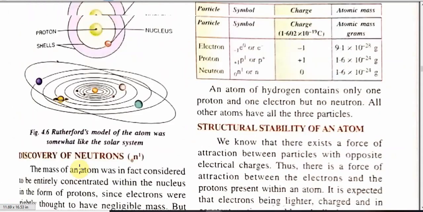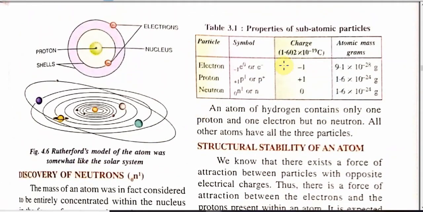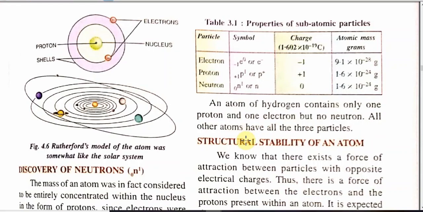Students, please pay attention to this table. We are checking this table 3.1, and here we can see the properties of subatomic particles. If you are paying close attention, you can see the symbol, the charge and the atomic mass are given in the box. An atom of hydrogen contains only one proton and one electron, but no neutron. All other atoms have three particles present.